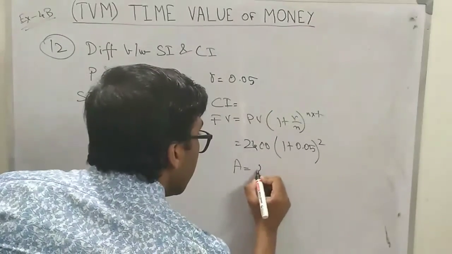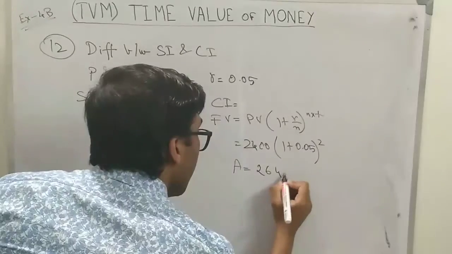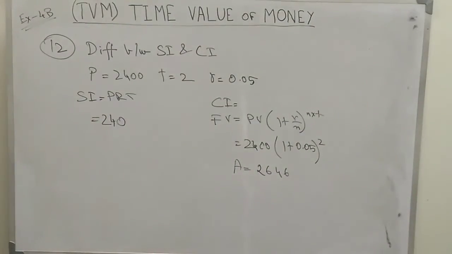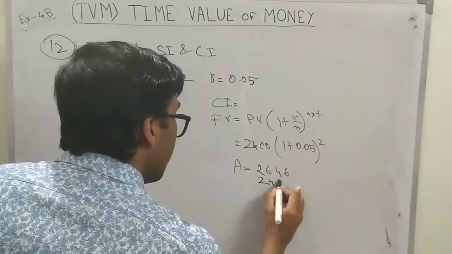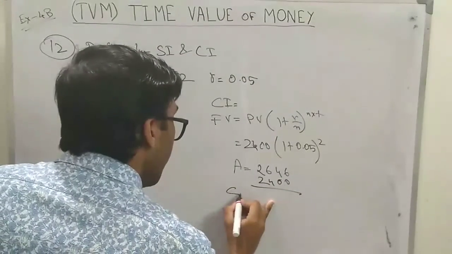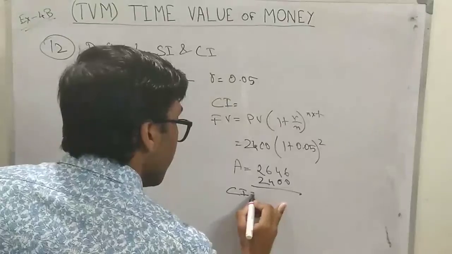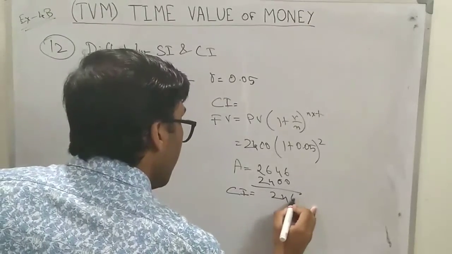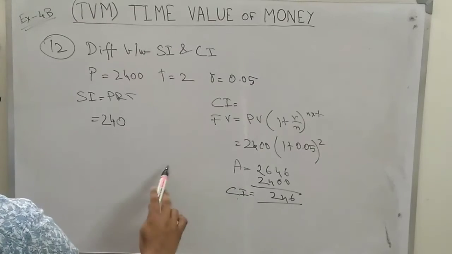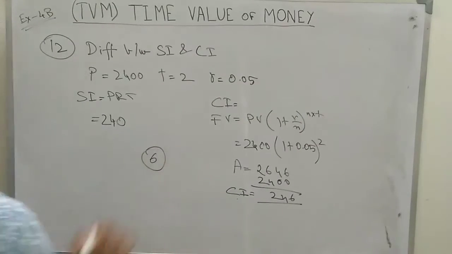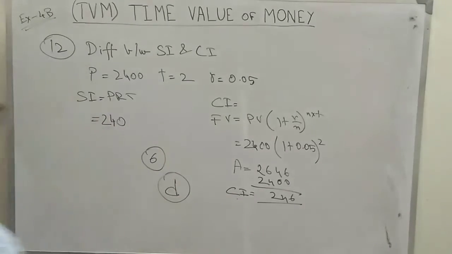A is 2646. This is the accumulated amount, so minus 2,400. Then only you get the compound interest, 246. That means the difference between compound interest and simple interest is 6, which is option number D. So the correct option for question number 12 is option number D.